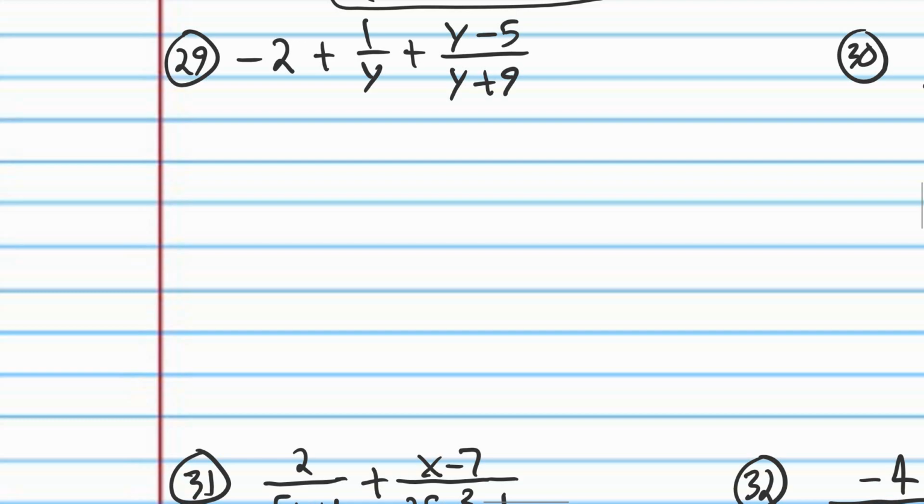Okay, number 29 is going to be a little different because we have a whole number. So what we have to do is we have to turn that into a fraction by writing over 1. Remember, any whole number can be written as over 1. In fact, pretty much anything can be written as over 1.